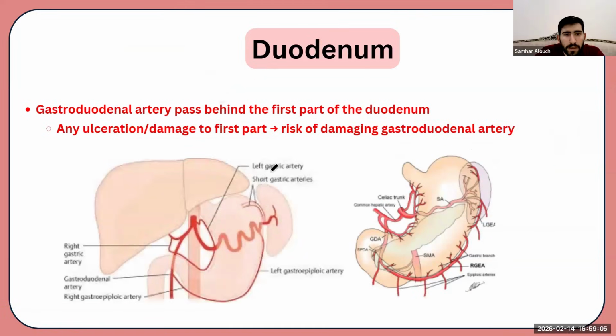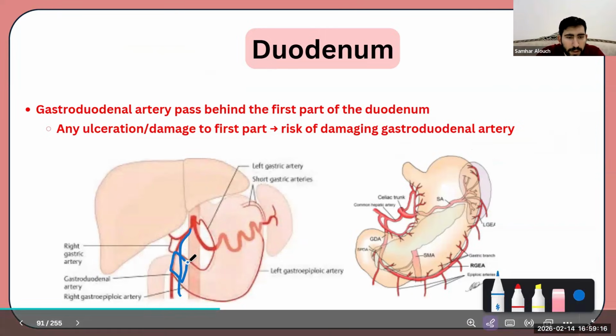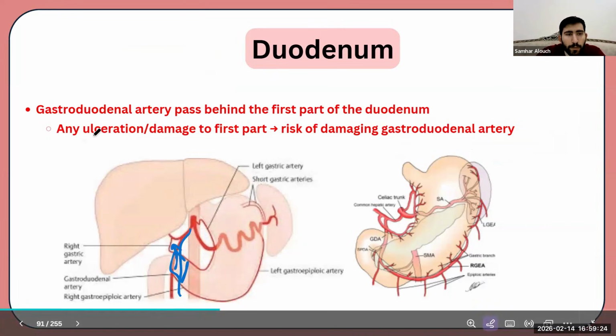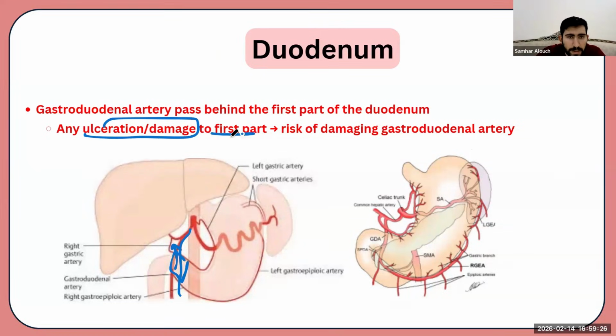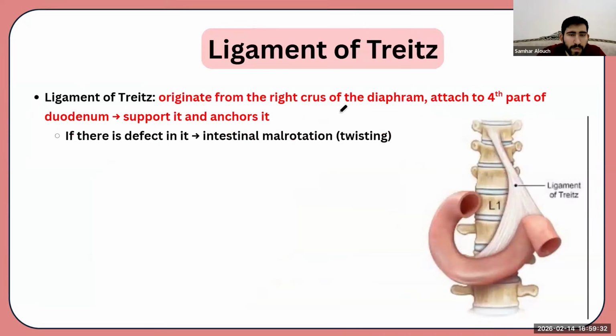Now, the duodenum has a specific blood supply, SMA, whatever. I'm not related to this, but we have the gastroduodenal artery, which passes behind the first part of the duodenum. The gastroduodenal artery passes behind it. So if I injured the first part of the duodenum posteriorly, it will damage the gastroduodenal artery. So if we have ulceration or damage to the first part of the duodenum, we will have damage to the gastroduodenal artery and the risk of bleeding.